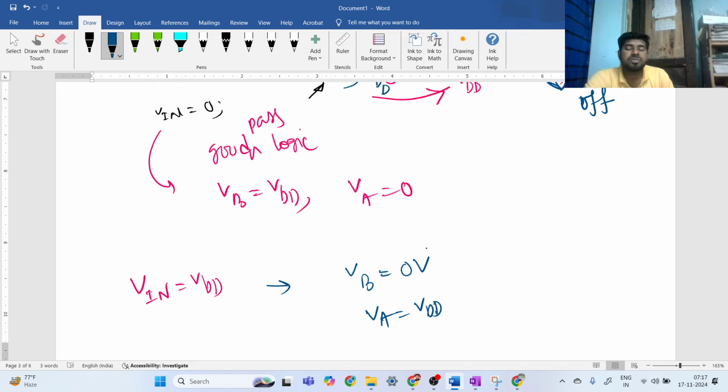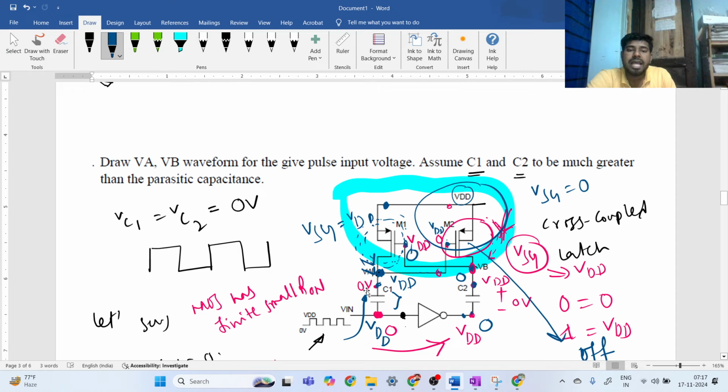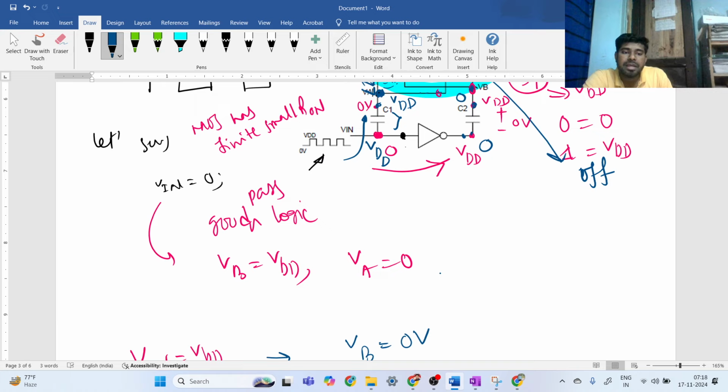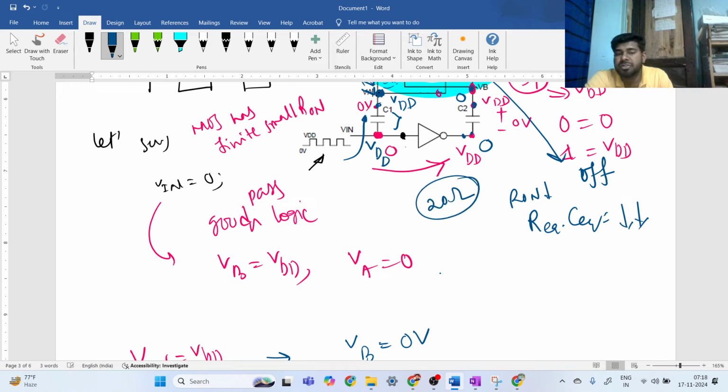So actually we are assuming the steady state condition, but eventually it will be capacitive charging and discharging. It will be very fast charging and discharging because we are assuming the equivalent R and C of this circuit are very, very low. The R on will be very low, in practical life in the milli ohm range, so RC will be very low.